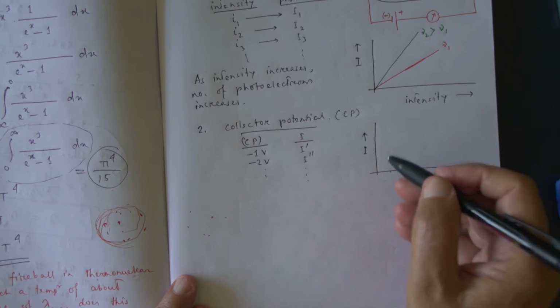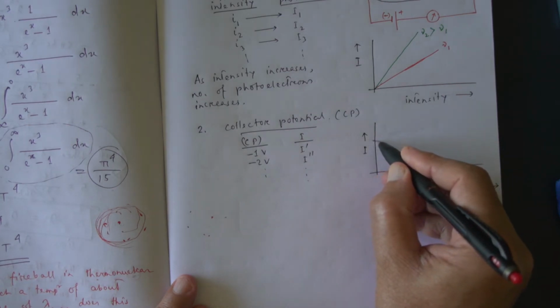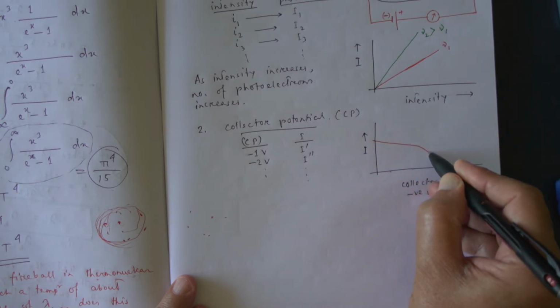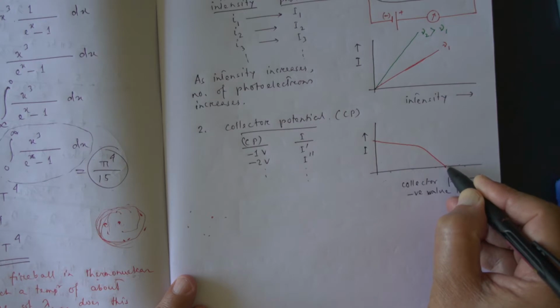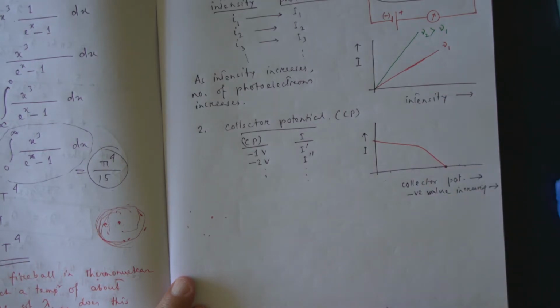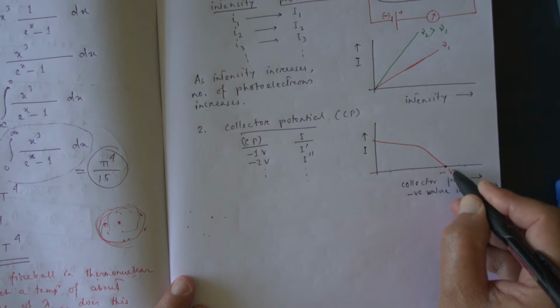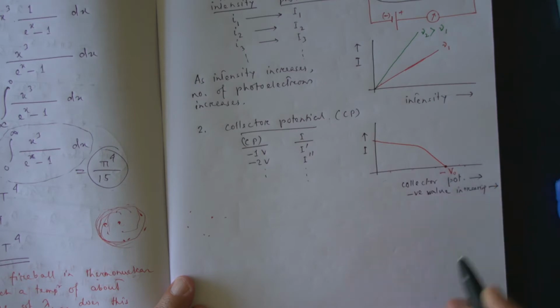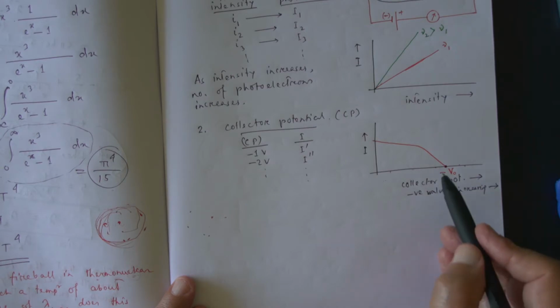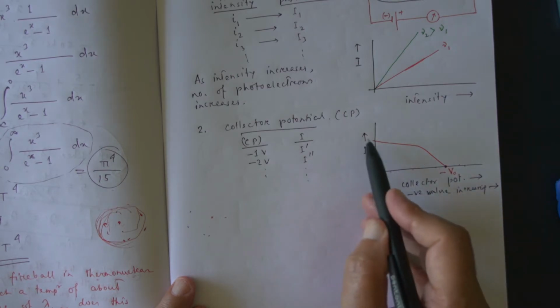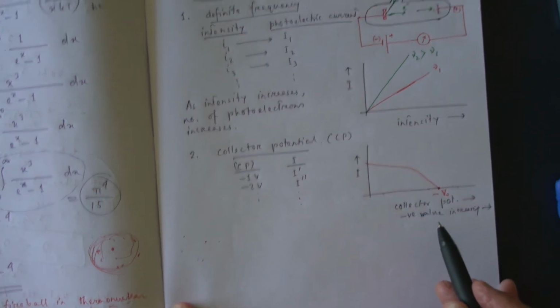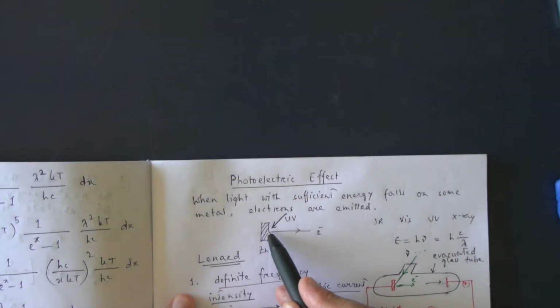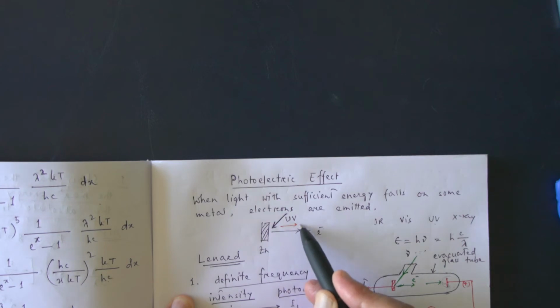He observed that the photoelectric current decreases like this, and at a certain negative potential, the photoelectric current becomes 0. So this is -V0. At this potential, the photoelectric current becomes 0. That means at this potential, no photoelectron is emitted. Now here you see, say this is the metal. Light falls on the metal, so electrons are coming out.